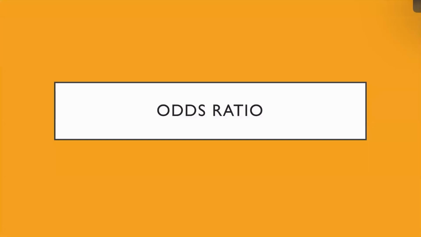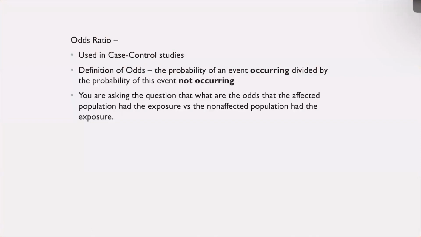Okay. So we'll first talk about the odds ratio. Now, odds ratio is mostly used in case control studies. So how do you remember? I think you all know about case control studies and cohort studies. So you have to look at the penultimate letter. Here the penultimate letter is O. So that means odds ratio is used in case control.